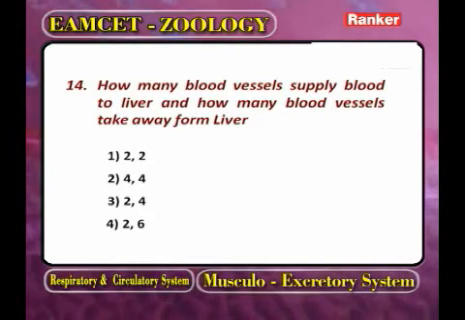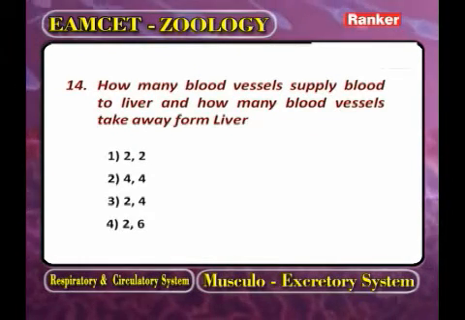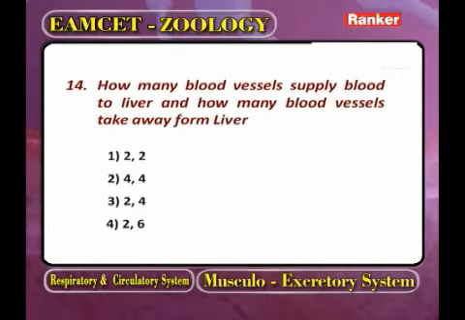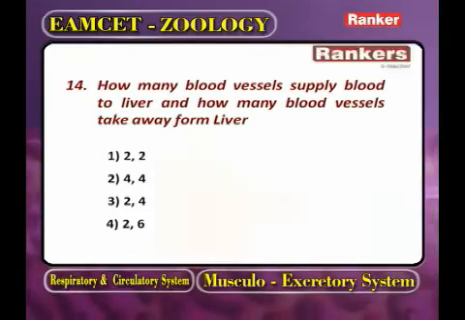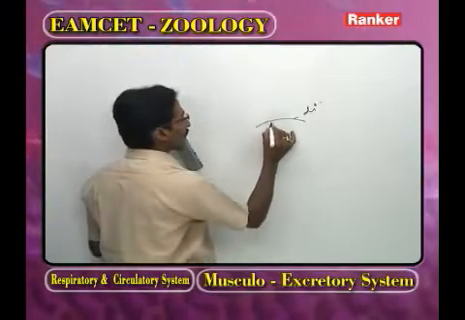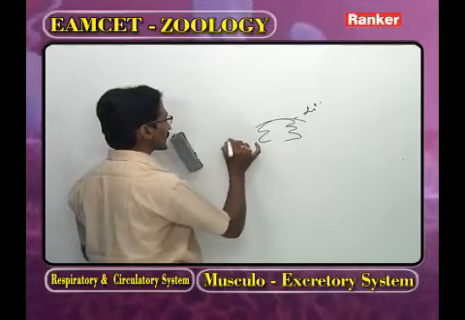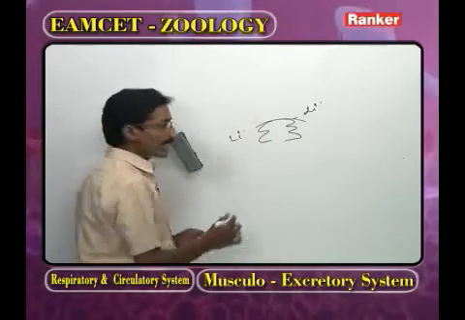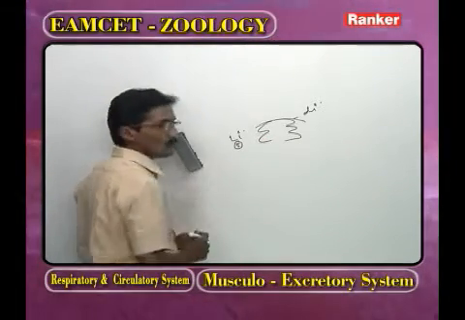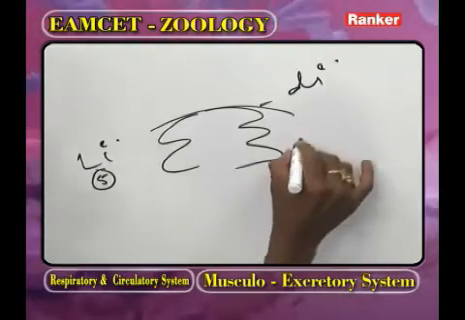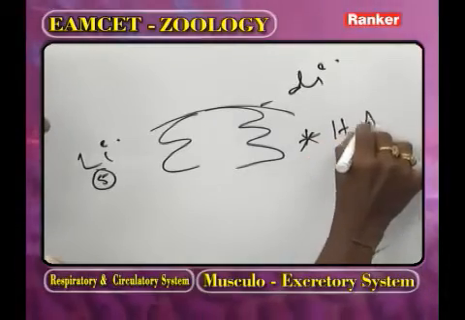How many blood vessels supply blood to the liver and how many blood vessels come out from the liver? Here generally the students make one mistake. Now this part we call the diaphragm. Below the diaphragm, what is present? The 5-lobed liver is present. You have to observe the diagram. This is the liver. In mammals, how many lobes? 5 lobes. Now, what are the blood vessels that supply blood to the liver? One answer is the hepatic artery.